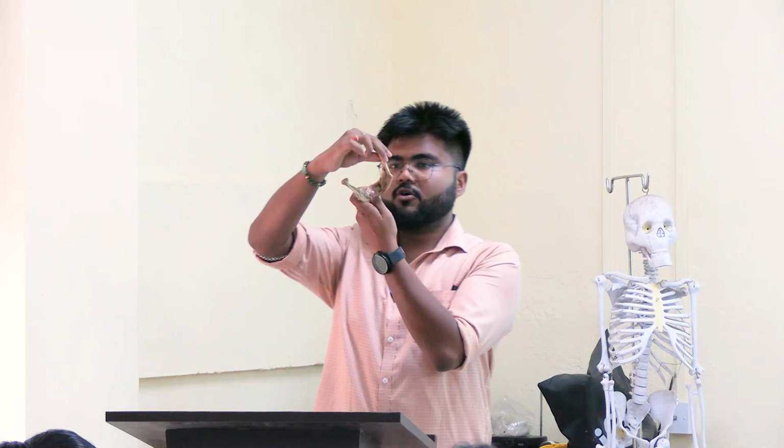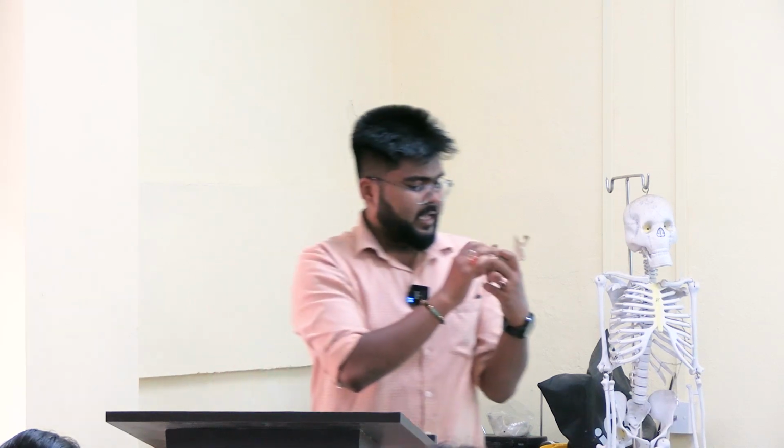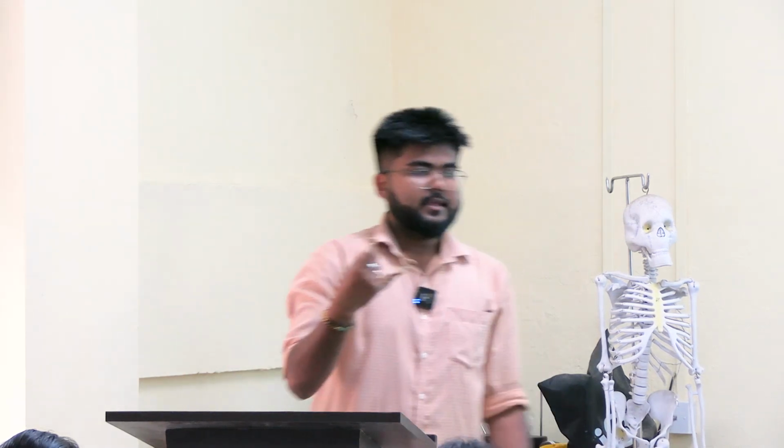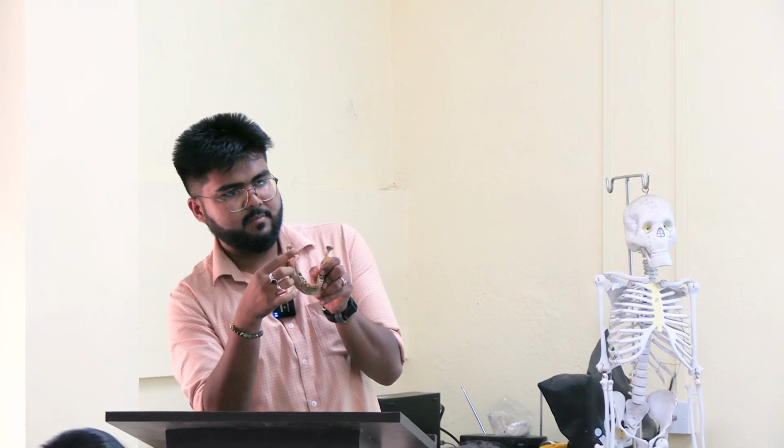Here you can see there are 2 processes present: the coronoid process and the condylar process. In the condylar process there are a head and a neck. So this is the head and this is the neck. Here you can see one small fossa-like structure, a small depression. This is called the pterygoid fovea. And this notch is called the mandibular notch.